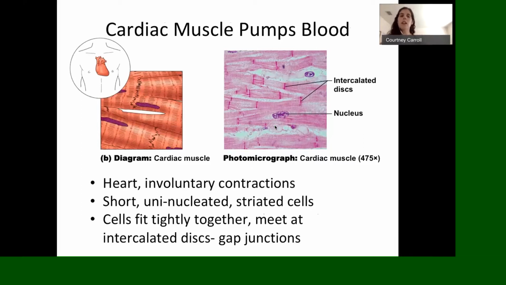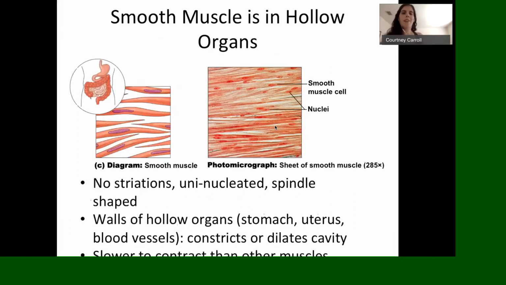The cells in our cardiac muscle are a little bit different than the skeletal muscle. They're still striated, so they're still striped, but these are shorter and they're uninucleated, and the cells fit together with intercalated discs, and they meet with gap junctions. In this way, what's happening chemically in one cardiac cell can very easily be passed along to nearby cardiac cells, and your heart can pump as one, as opposed to all of the cells of your heart pumping without rhythm. That would be bad.